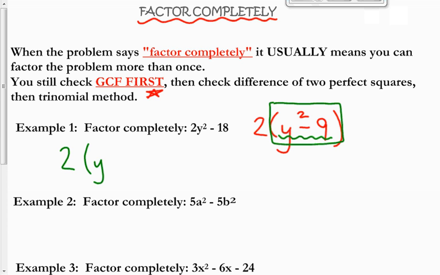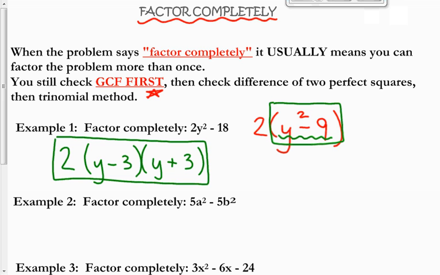Again, we're going to square root both the y squared and the 9 to give us our y and our 3, and there's 1 plus and 1 minus, remember, for method 2. This whole expression is your answer. If you don't include that 2 in your final, you won't get back to the 2y squared minus 18. You would only get back to y squared minus 9. Possibly at this point, one or both of these 2 parentheses could go even a further step. In this case, we're finished because there's nothing else to factor.